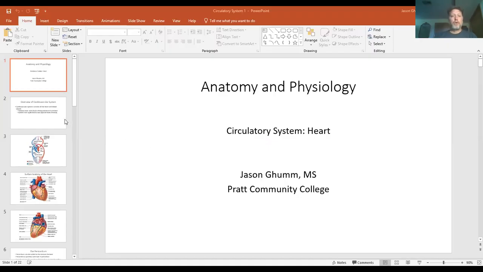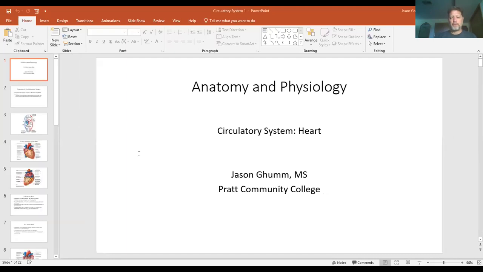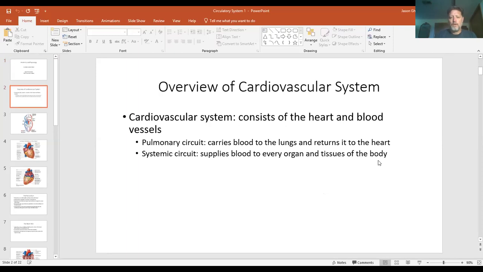All right, we're going to do the heart and some of the circulation in the heart. What is it? This consists of the heart and the blood and the blood vessels.